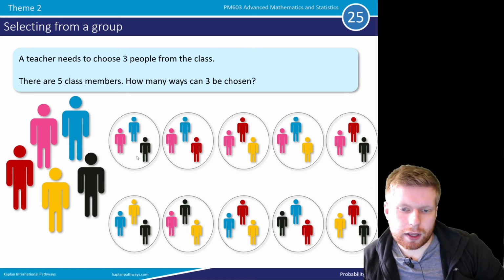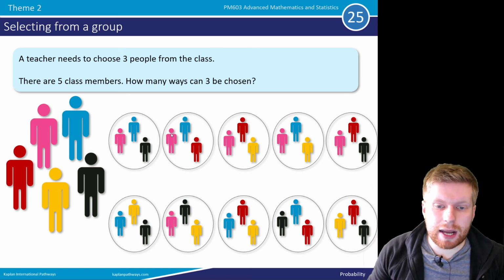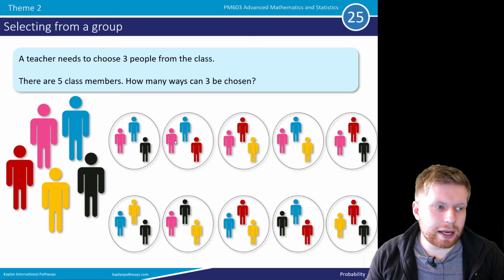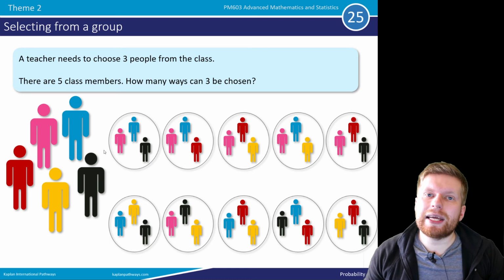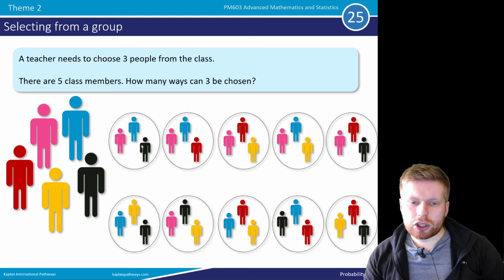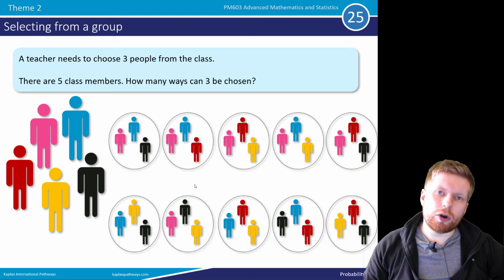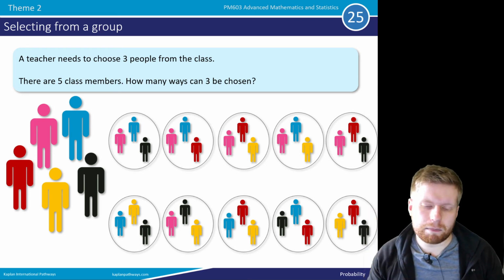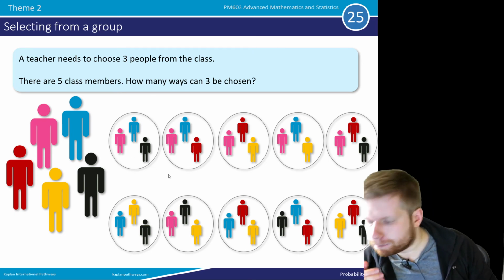Sure, it's fine to have the same members in 2 groups. For example, the first group and second group both have a pink and a blue member, but the third member is different. That's what I'm trying to get across. Each group has 3 members, and no group has the same 3 members in.